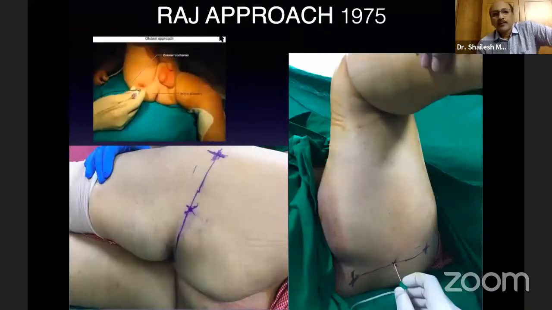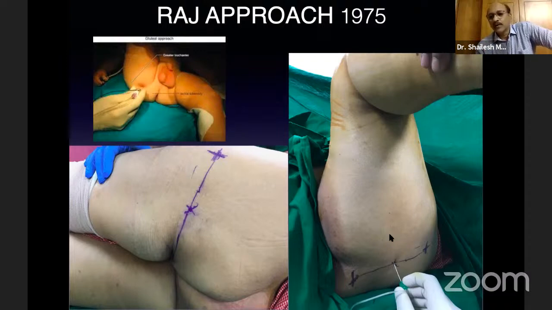Now, this is Raj approach, which is ideal in very small babies. And we usually give this in small children and very obese patients. If you can see, in this very obese patient it is very difficult to feel the landmarks. So if you make the patient supine, which is more comfortable even for the patient, and you flex the hip 90 degrees and flex the knee at 90 degrees, you have to have some assistant who is quite hefty to lift up this obese patient.